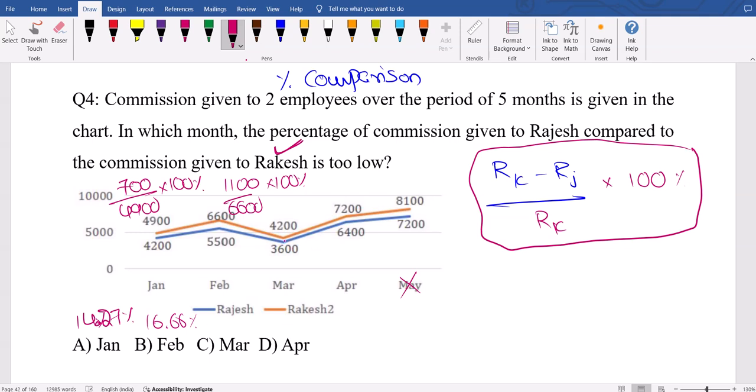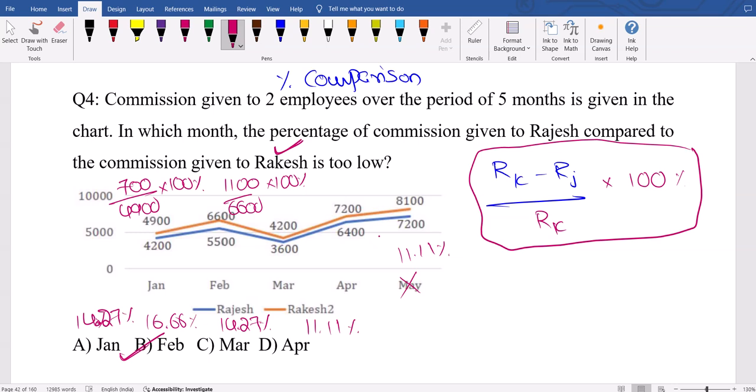This is 600 divided by 1 by 7. This is also 14.27. Here difference 800, 1 by 9. 1 by 9 means 11.11 percentage. So February is more. May also will be the same thing, you will get 11.11 only for May also.